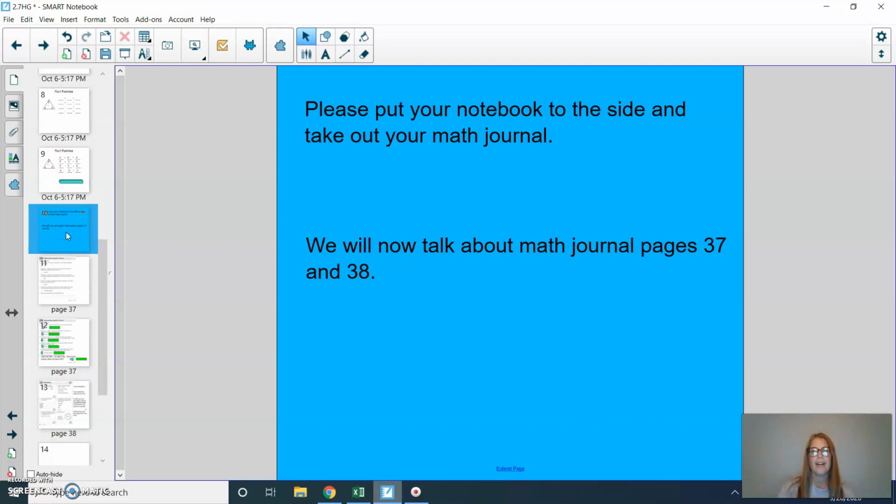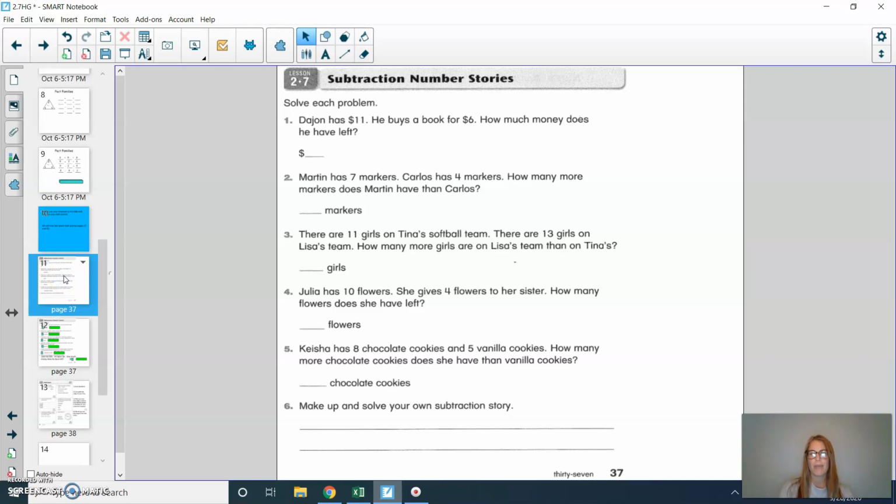Now we'll put our notebook or our whiteboard to the side and we'll talk about our math journal pages. So if you can open up your math journal to page 37, we'll talk about that one first. Page 37 is called Subtraction Number Stories. So I'm going to ask that you solve each of these problems. So let's just take a look at the first one together and then I'll let you practice.